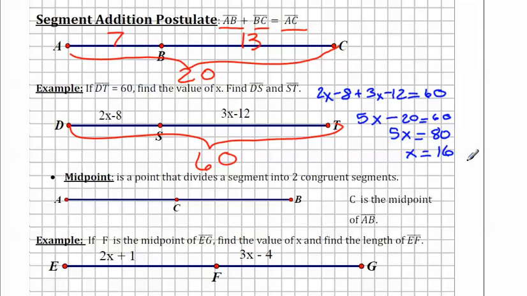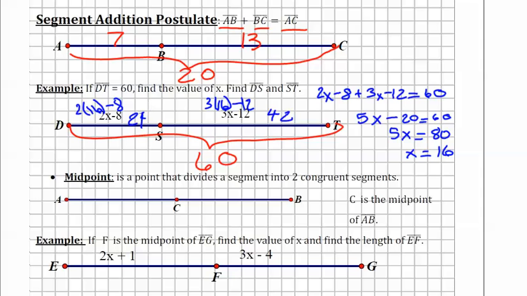I want to go double check and make sure that my work makes sense. So I'm going to come back over here and find what DS is. I'm going to take 2 times 16 minus 8. I'm going to plug that in. 2 times 16 minus 8. And if you do that, you end up getting 24. So this length is 24 here. I'm going to do the same thing over here. 3 times 16 minus 12. And if you calculate that, you're going to get 42.